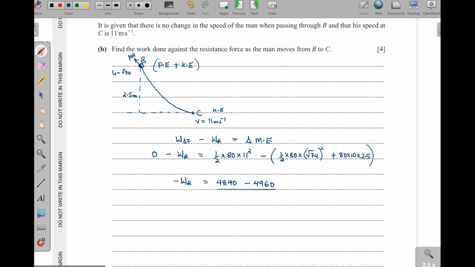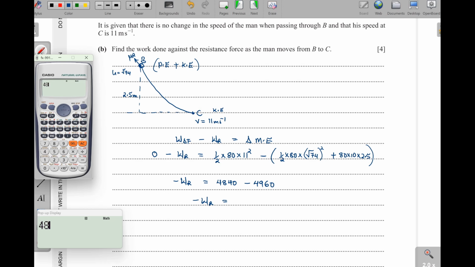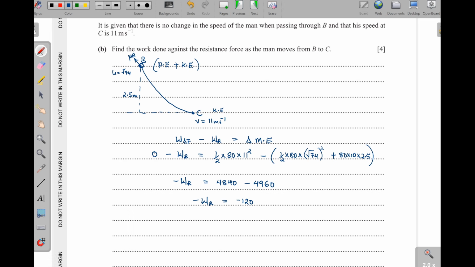4960. When we subtract these two, minus WR is equal to 4840 minus 4960. That is negative 120. That means when you divide all through by negative 1, you'll get your answer as 120 joules.